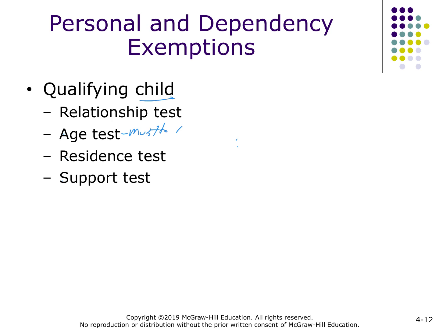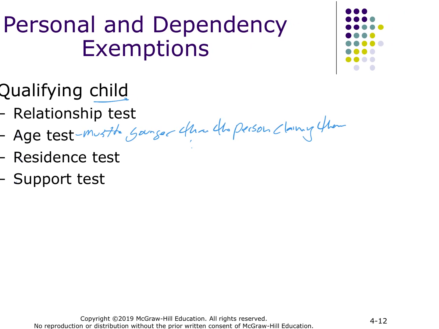Must be younger than the person claiming them. Okay, so I have an older sister, all right? She is my sister, so she passes the relationship test, all right? But she is older than I am, so she could not be my qualifying child, okay?